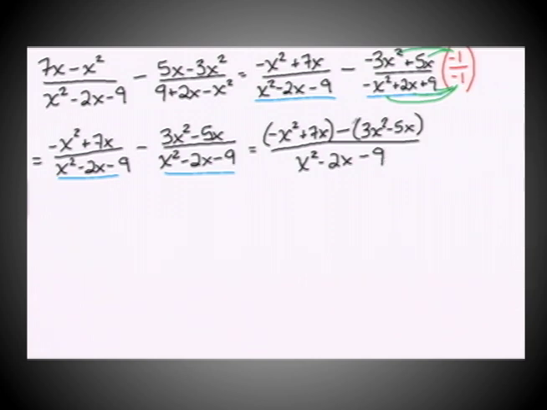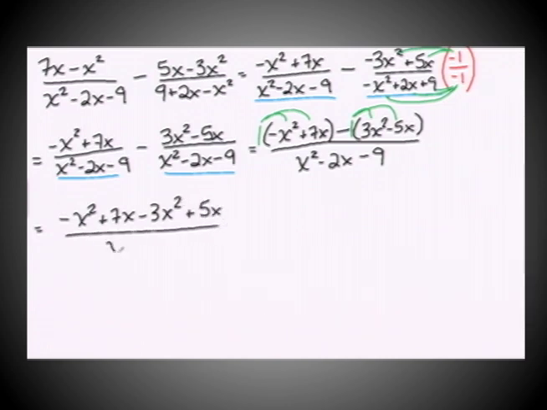So we have this understood -1 right here that is going to get distributed. And we just have a +1 here that would get distributed to both of those, which won't change anything about that first binomial. So putting this all together, we have negative x squared plus 7x minus 3x squared plus 5x, and that's all over our common denominator of x squared minus 2x minus 9.